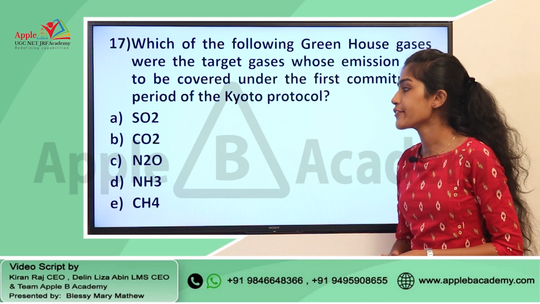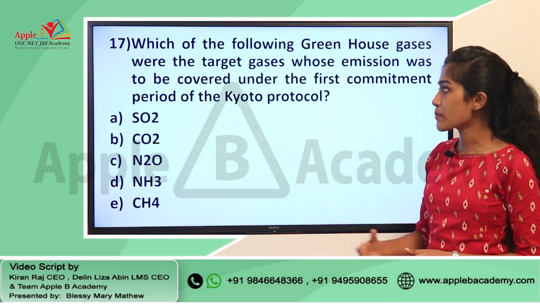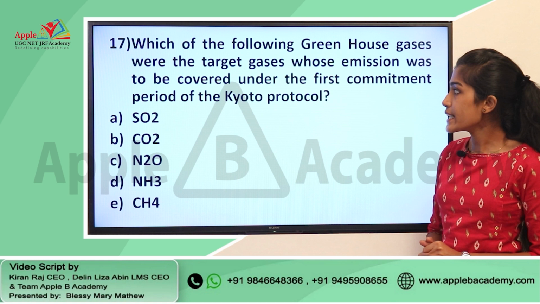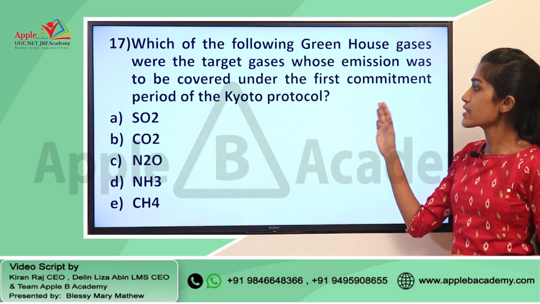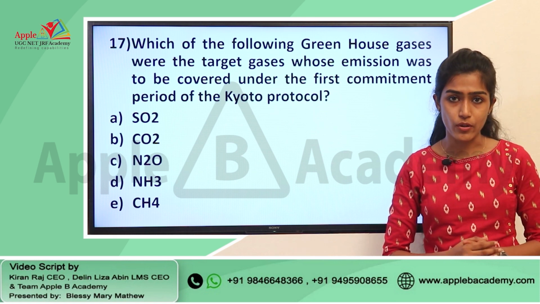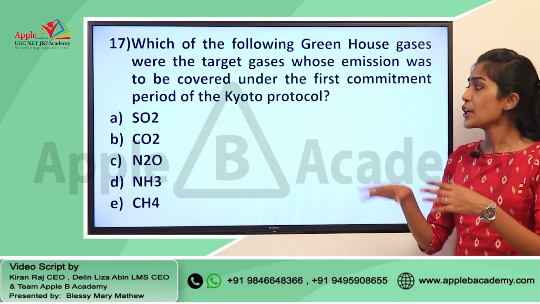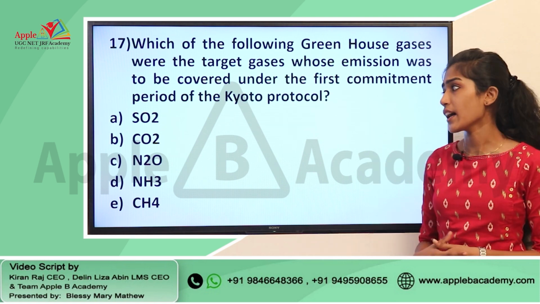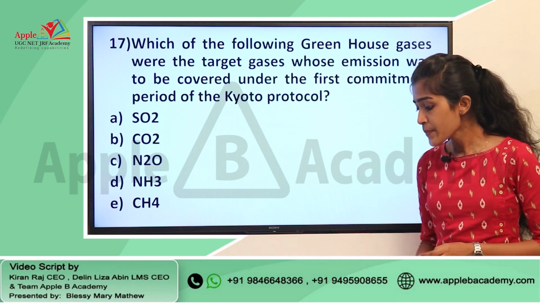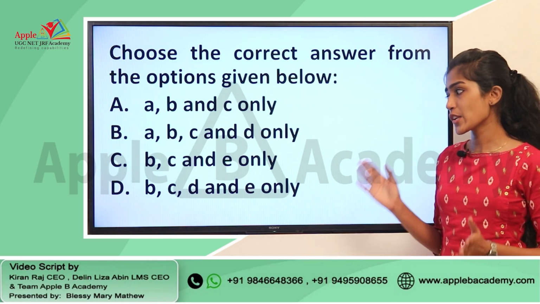So, what we have to identify here is, from the various options given, the target gases whose emission was to be covered under the first commitment period of the Kyoto Protocol. We have already discussed the Kyoto Protocol and this first commitment period, and all these ideas were discussed in our classes. We have various options given as well.